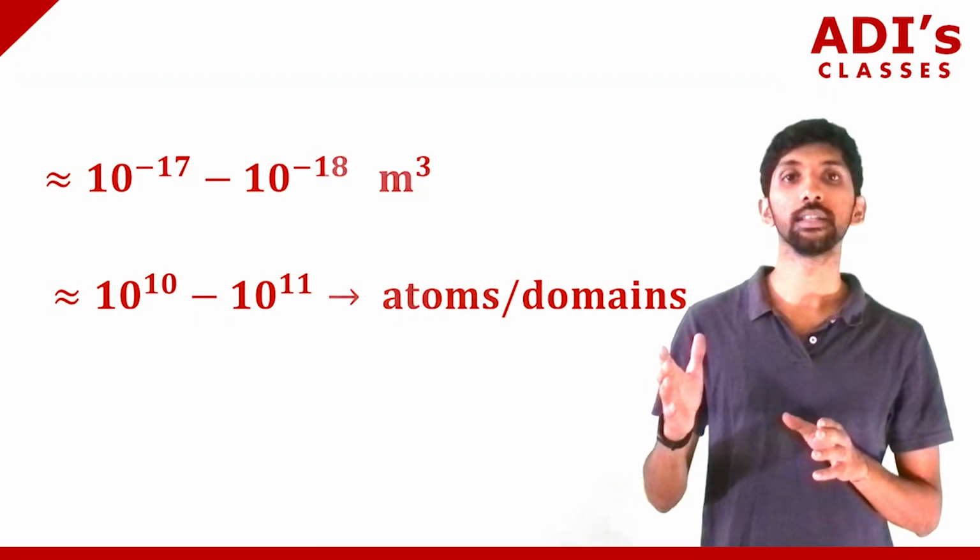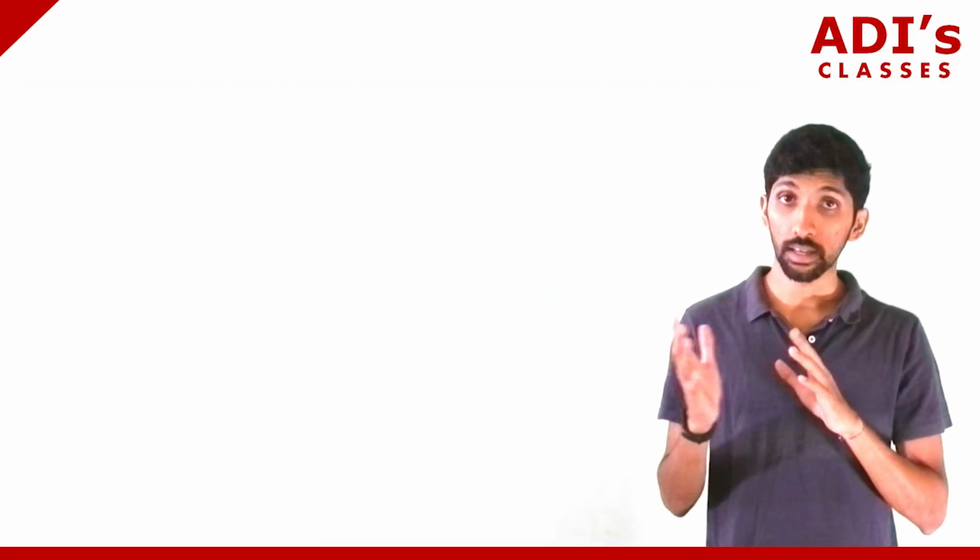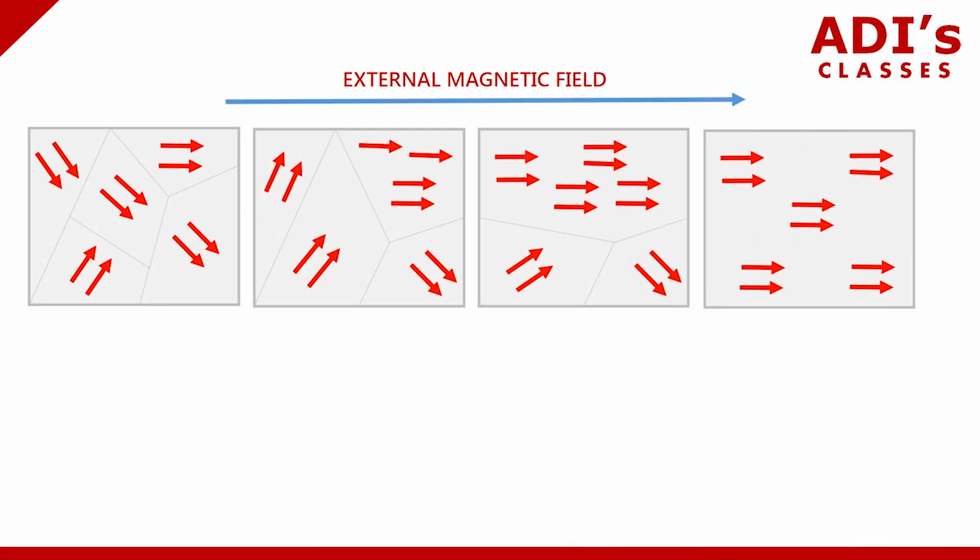All the domains will align themselves in the direction of the magnetic field. Moving the whole domain in one direction is very easy because they already have a magnetic moment. So the magnetic moment of the whole domain gets changed in the direction of the external magnetic field. This is the reason why a ferromagnetic substance almost instantly becomes magnetized.